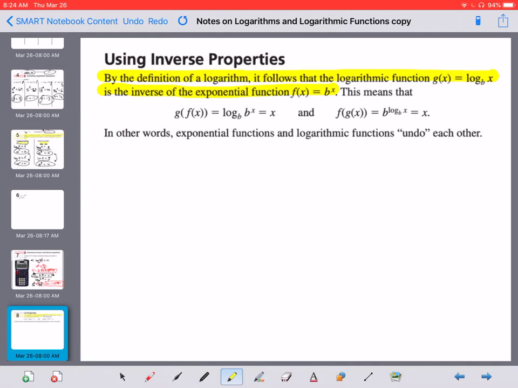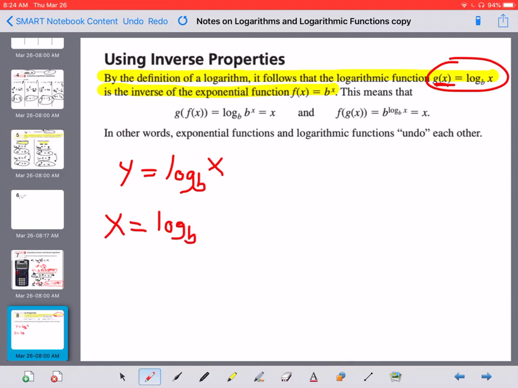So let's start with this guy. And remember, the g of x is just taking the place of y, okay? So y equals log b of x. Now, remember, an inverse is just switching x and y, right? That's all it is. So let's take the inverse. X equals log b y. Okay? That's the inverse, right?